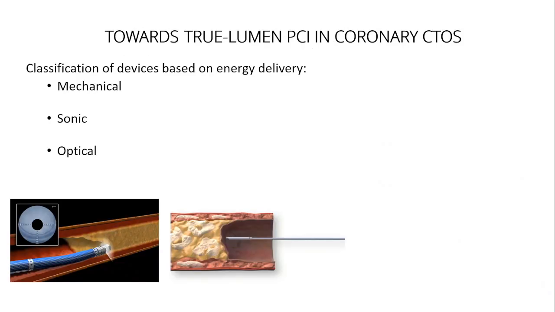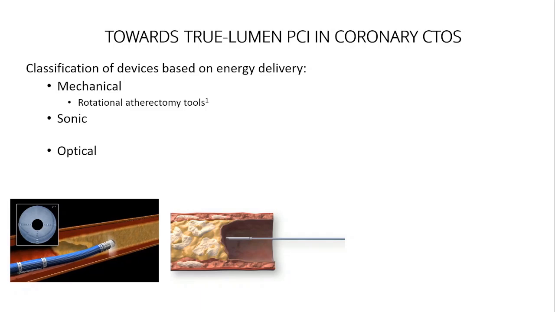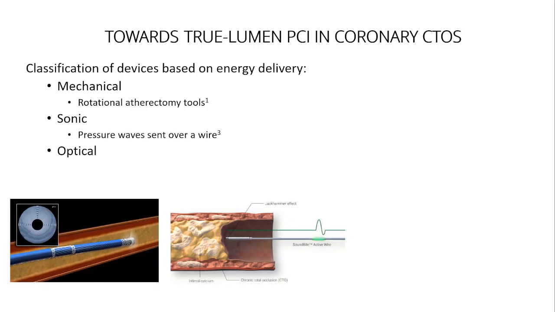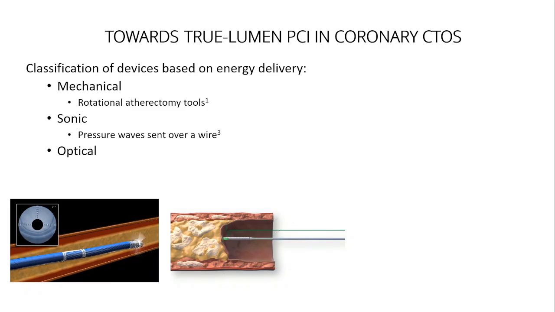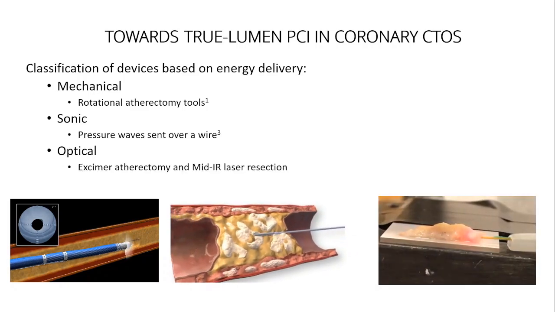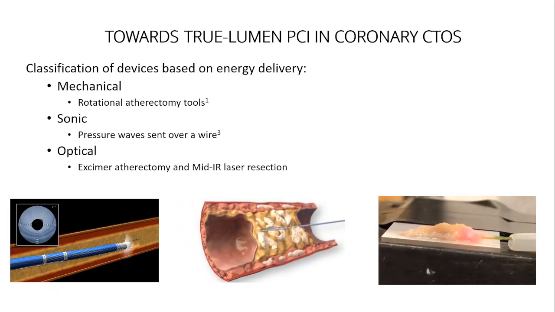There have been many devices in this space that can be classified broadly into 3 energy types: mechanical, sonic, and optical. Mechanical is where it's like a drill bit at the tip of a catheter that's rotating into the plaque slowly. Second are sonic wires, which use dispersive materials that carry a pressure wave all the way to the tip of the wire that punches into the calcium. And finally, optical, which is our approach, and Excimer is another example, but Excimer doesn't work well with calcified lesions.